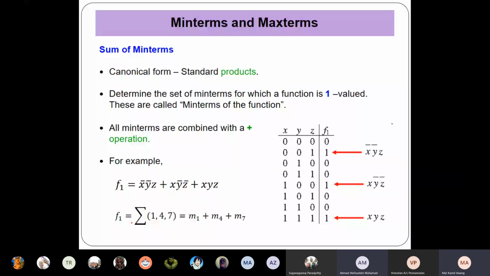So this can be written as F1 is equal to the sum of min term 1, min term 4, and min term 7, or can be written as m1 plus m4 plus m7. So this is what we call a sum of min terms. If the question asks you to write in terms of sum of min terms, you can write in this format.